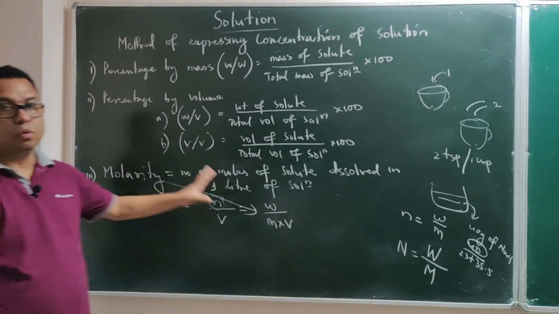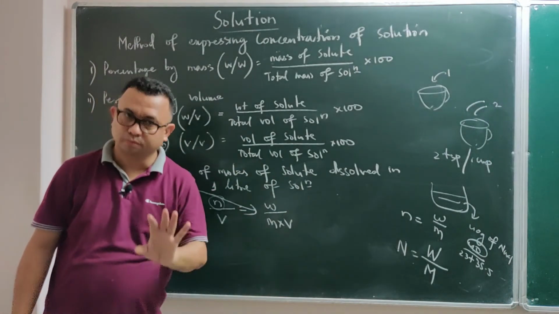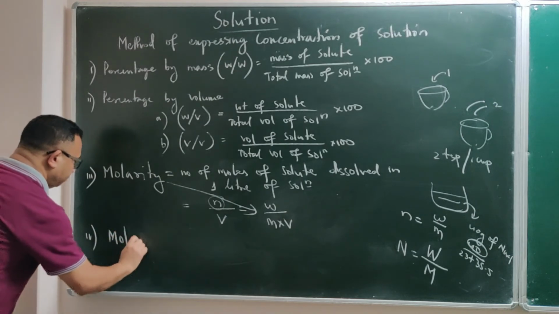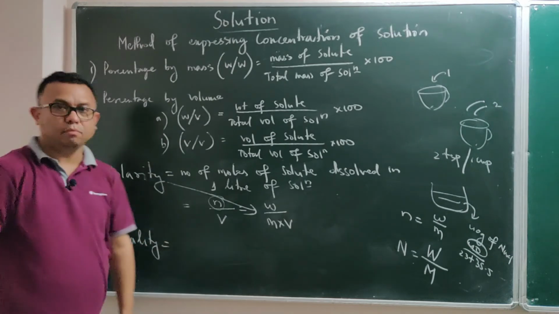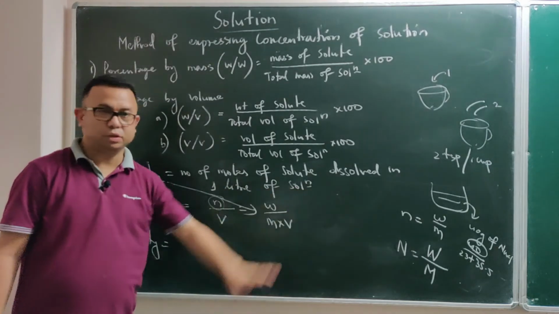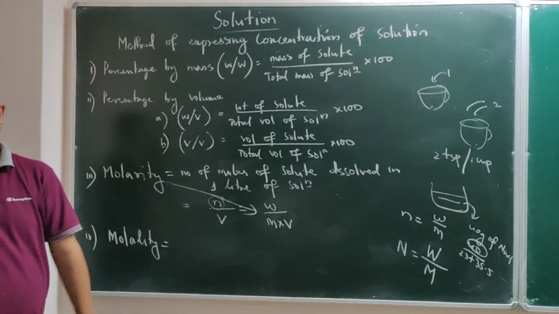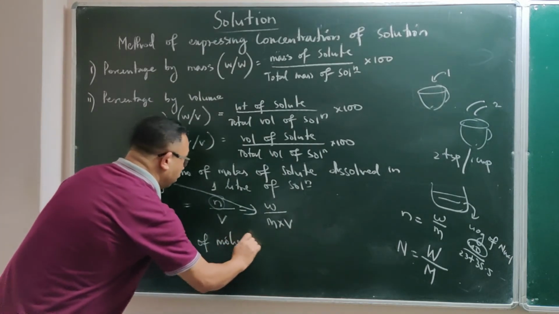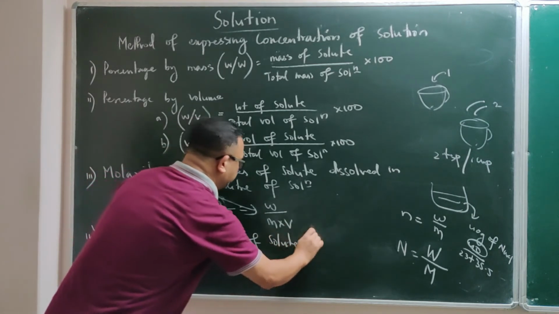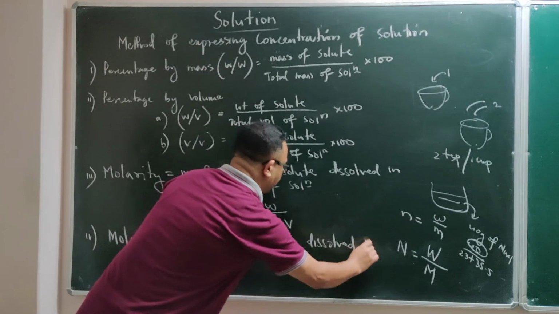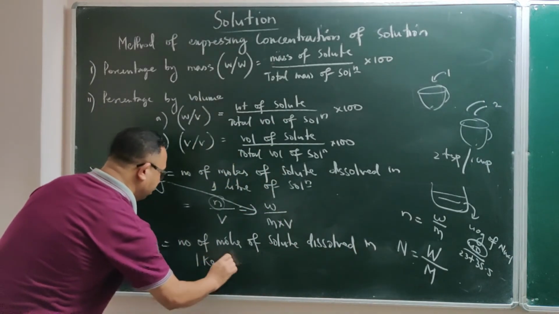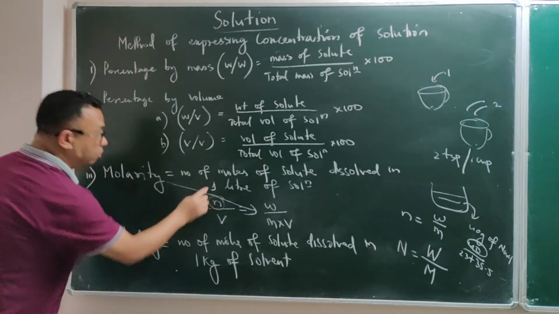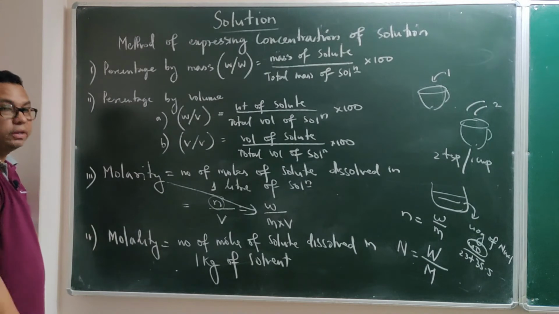Molarity is the number of moles of the solute dissolved in 1 liter of the solution. Similarly, molality. The only difference between molarity and molality is that molarity is per 1 liter of solution, whereas molality is per 1 kg of the solvent. So molality is defined as the number of moles of the solute dissolved in 1 kg of solvent. So for 1 kg, the formula of molality will be mole, and n by W is what I am going to use.